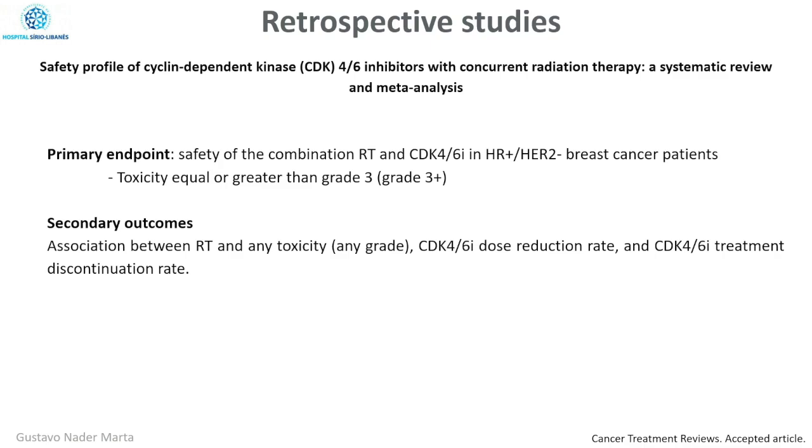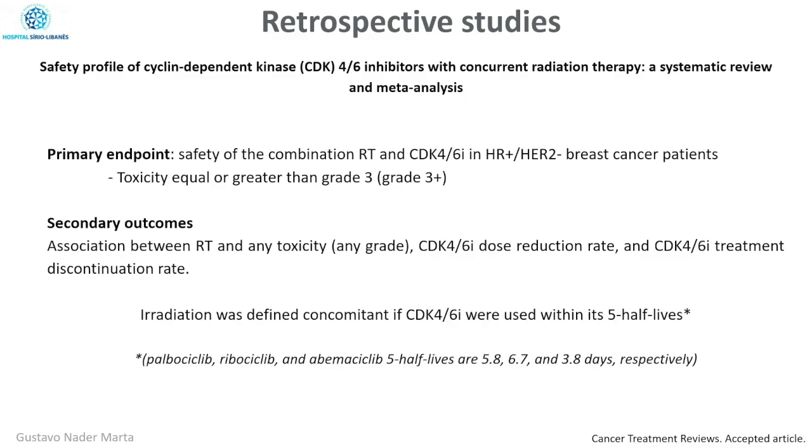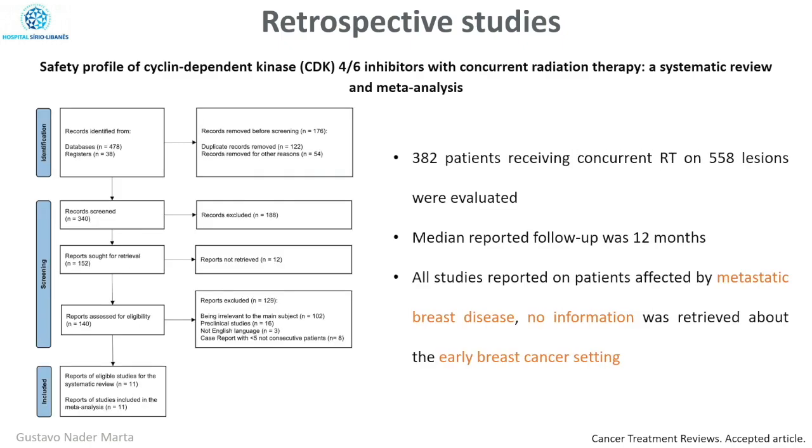This study aimed to assess the safety of combination radiotherapy and CDK inhibitors in breast cancer patients. The primary endpoint was toxicity equal to or greater than grade 3. The secondary endpoints were association between radiotherapy and any toxicity, CDK inhibitor dose reduction rate, and CDK treatment discontinuation rate. It's important to highlight that radiotherapy was defined as concomitant if CDK inhibitors were used within 5 half-lives. In total, 11 retrospective studies were included.